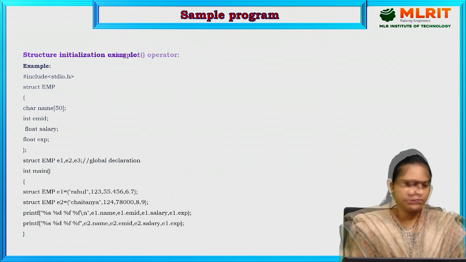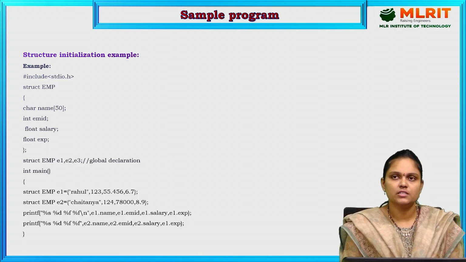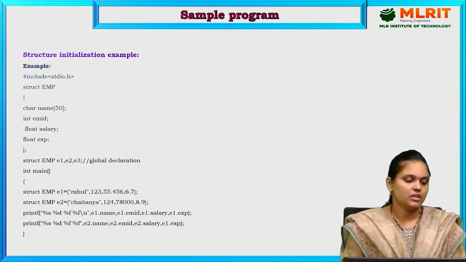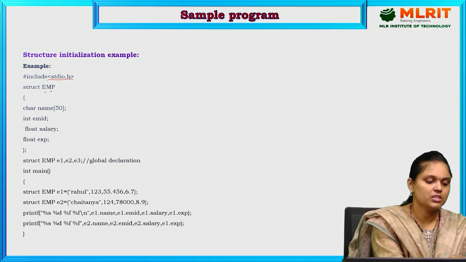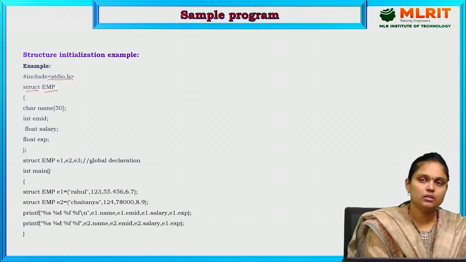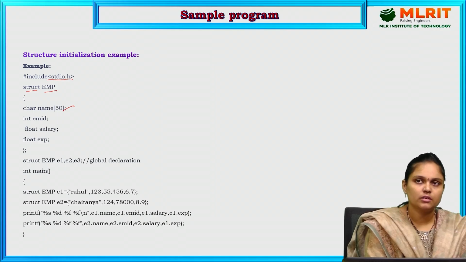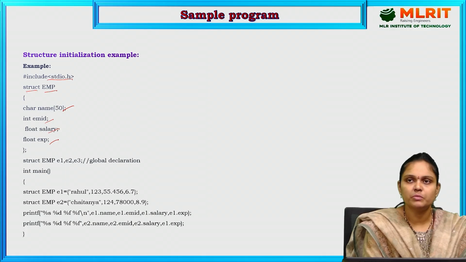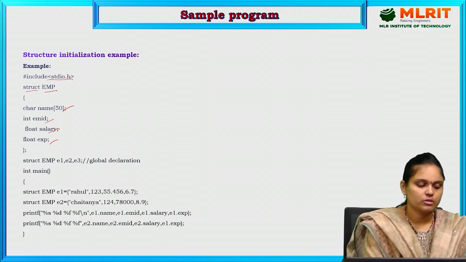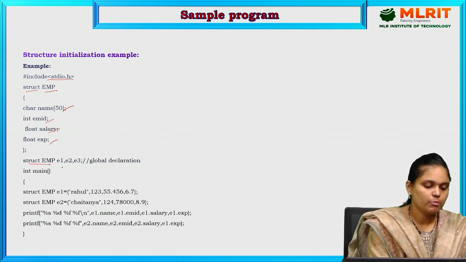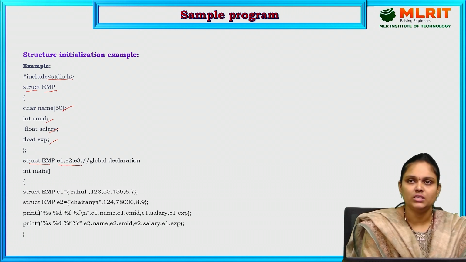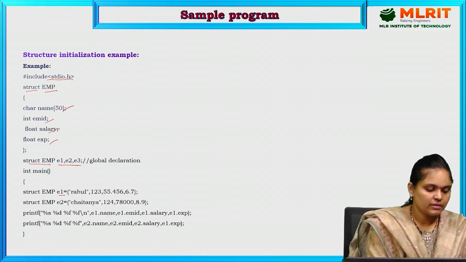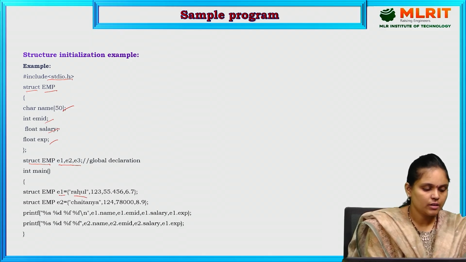The next program is a structure initialization example program. So here we have given the header file, and we have taken the structure name as employee. Struct is the keyword, and this is the name of that particular employee structure, and these are the employee ID, salary, and experience. These are the members that we are going to add in this employee structure. And the next, to this struct employee, we are declaring the variables E1, E2, E3. We can also declare them globally. So to this E1, we have given the name Rahul. Rahul will be assigned to this E1 dot name.